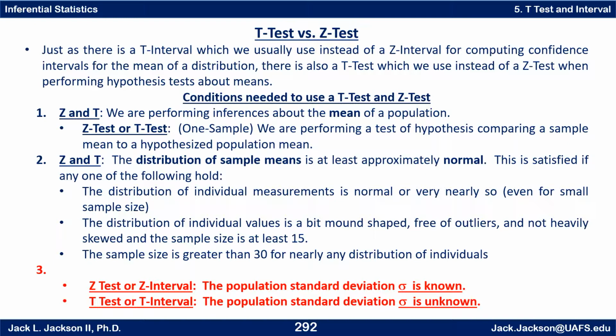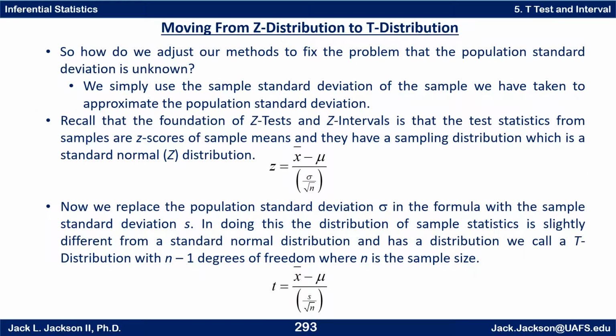We use a z-test or z-interval when the population standard deviation is known, when sigma is known. But when sigma, the population standard deviation, is unknown, we're going to use a t-test or t-interval. And here we're talking about a t-test, and it's almost always true that you're not going to know this population standard deviation. So a t-test is much more useful in general than a z-test.